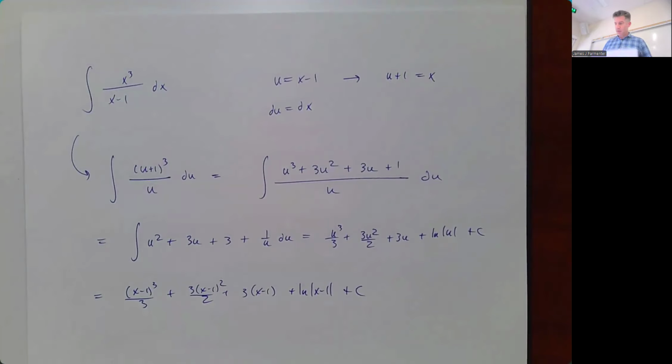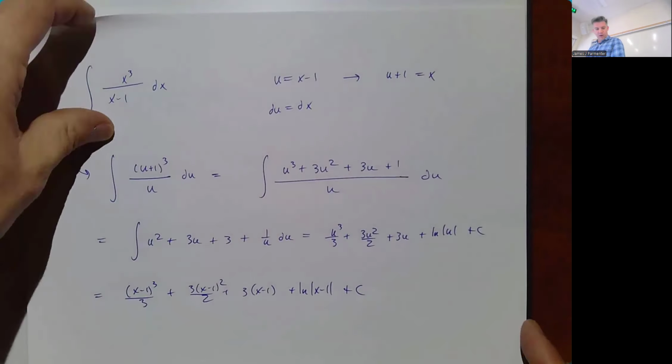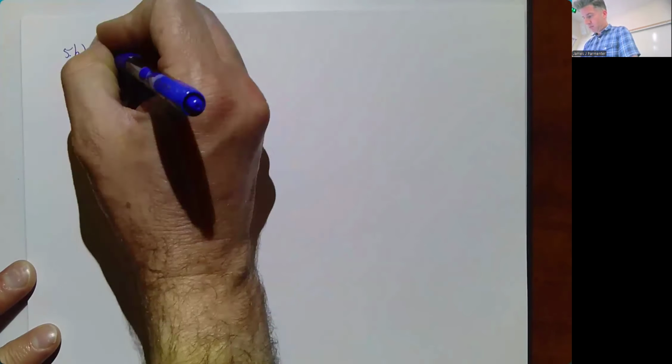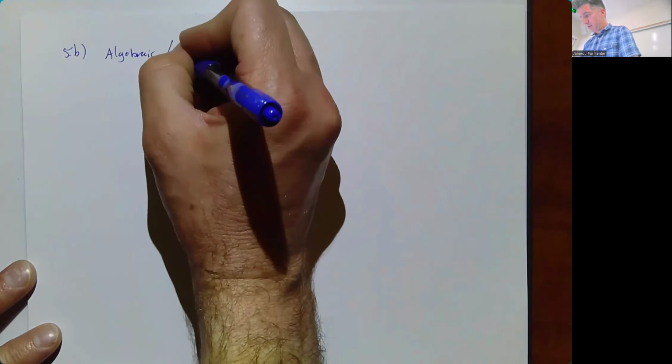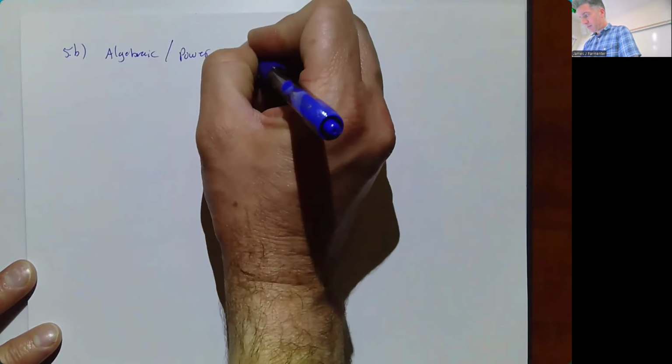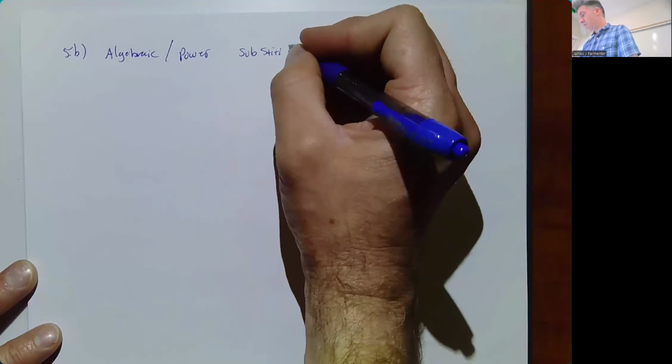Okay, so that's u sub with a back sub. And then the final kind of algebraic method we have is what people call algebraic substitution or sometimes power substitution. So algebraic or power substitution. Really what I think of this is you're trying to make the u sub work. Like you've kind of run out of options and u sub seems like the only plausible thing.